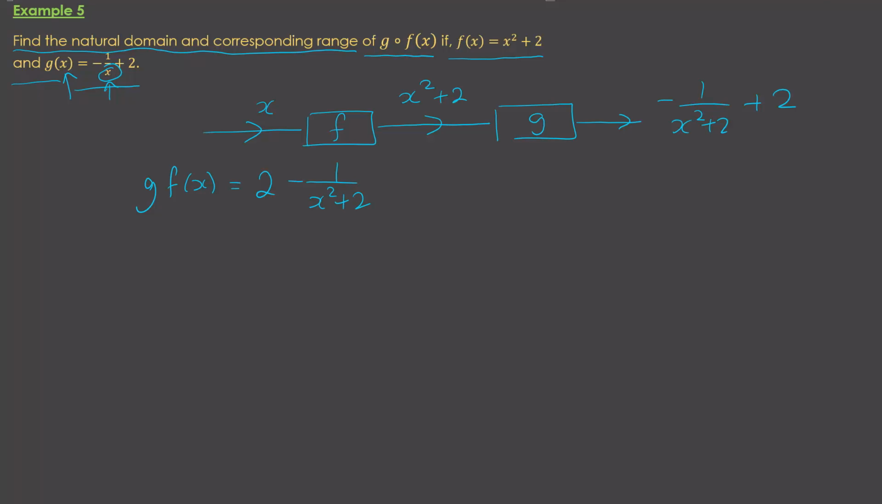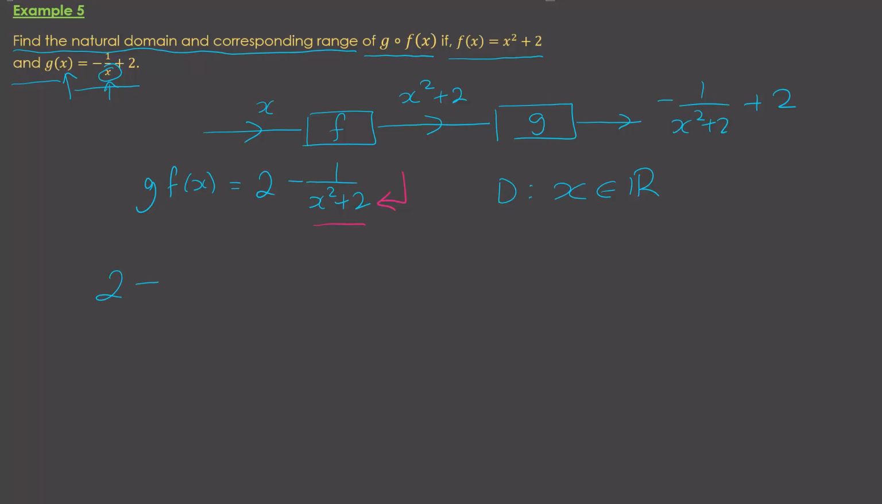From a domain consideration, we need to think about the denominator here. The denominator is not allowed to be 0, but x squared plus 2 can never be 0. So as far as the domain is concerned, we have no problems. We can just input all reals. But we're going to need to consider the range.